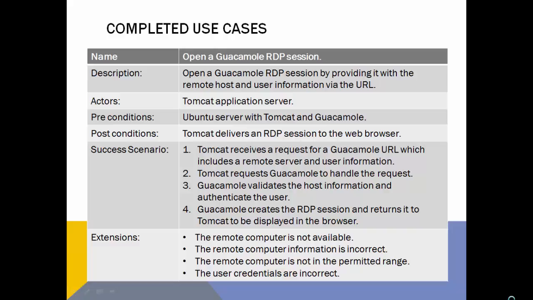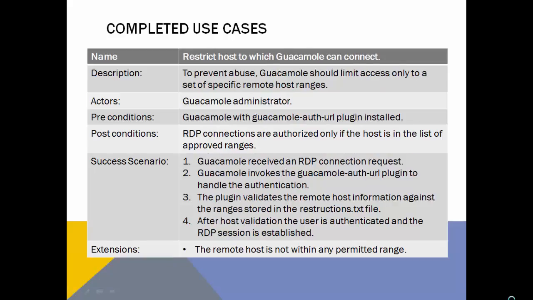The main use cases implemented in my solution were: open a Guacamole RDP session. This use case took most of the developing effort. To implement it, I had to develop an authentication plugin for Guacamole. Restrict hosts to which Guacamole can connect. This was done to prevent abuse of the system so that students could connect only to our virtual machines.